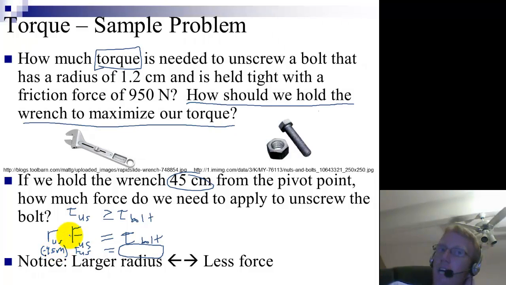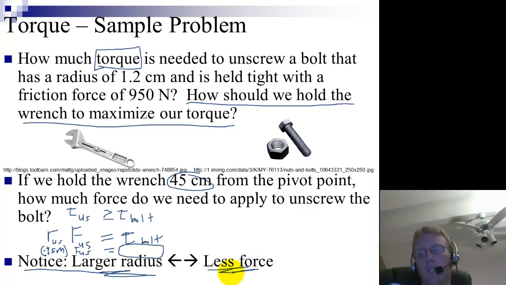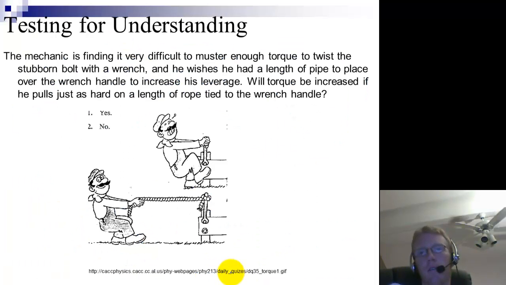So again, you can see that the bigger the radius is, you're going to end up dividing both sides by this value. So the bigger the number that you put here, the bigger you're dividing by, therefore the less force you need. The farther away you push, the less force you need. Very cool. I can't make this any more obvious. Larger radius, less force. So there's our worked out solution.